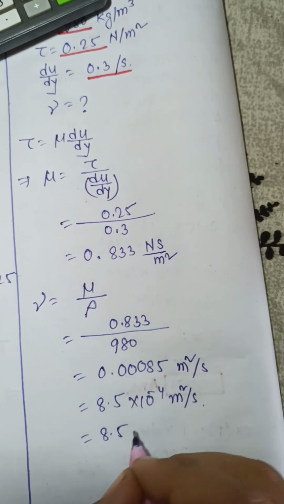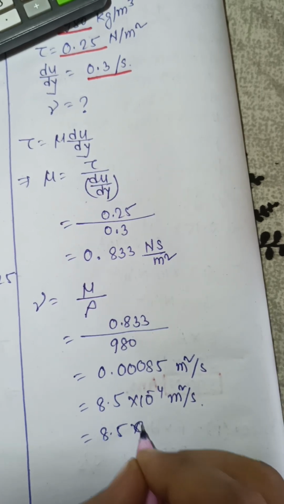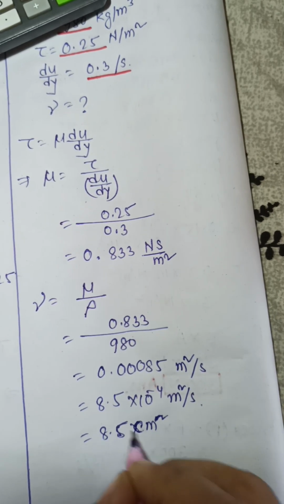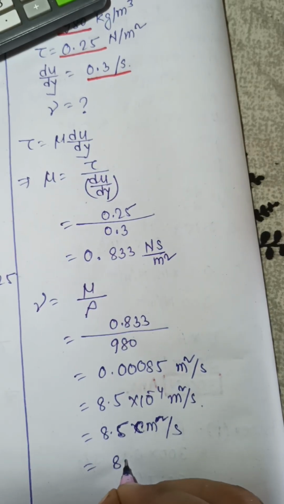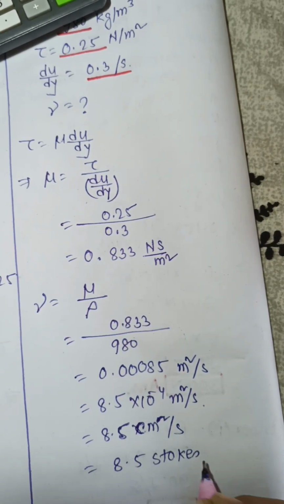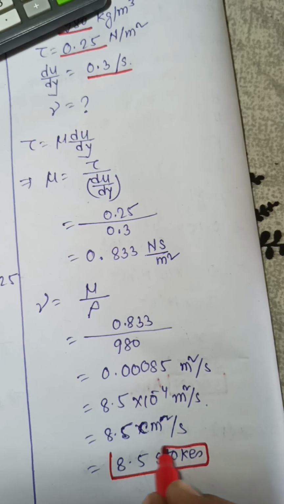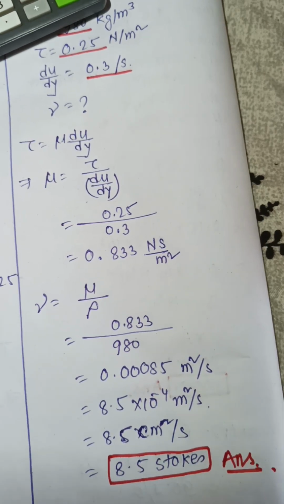So this will be equal to 8.5 centimeter square per second. It is also known as Stokes. So the kinematic viscosity will be 8.5 Stokes. So this will be our answer.